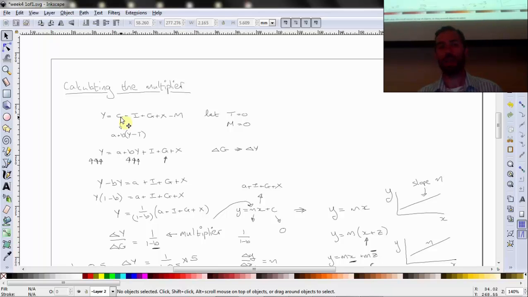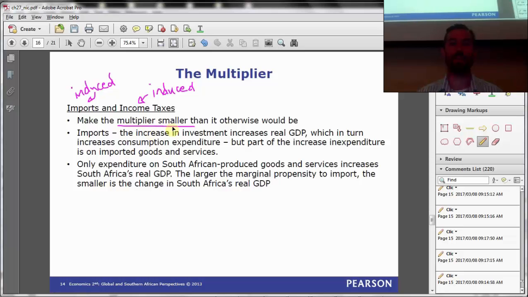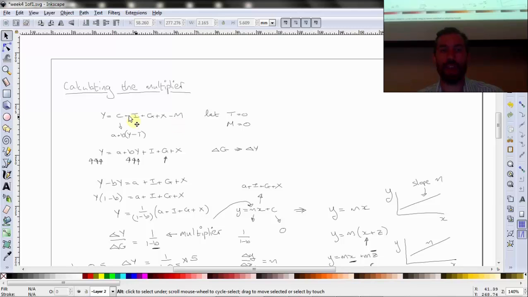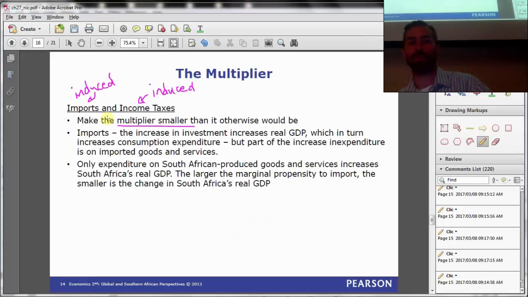Imports are negative. So if imports are induced, a higher Y leads to higher imports, which is negative for our Y, which means our multiplier must be smaller. So taxes, induced taxes in terms of C, taxes are negative. Induced imports are negative. If we make the negative parts bigger, then the impact on Y must be smaller. That's the intuition that we're dealing with here. Yeah, and there's nothing else on that slide really.